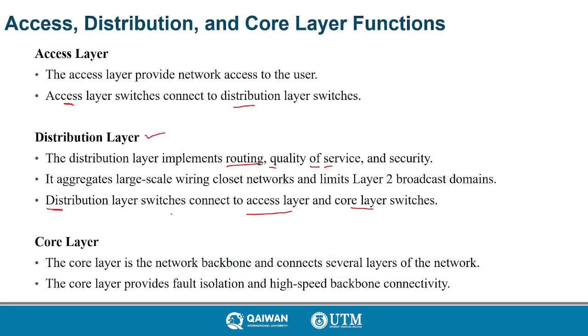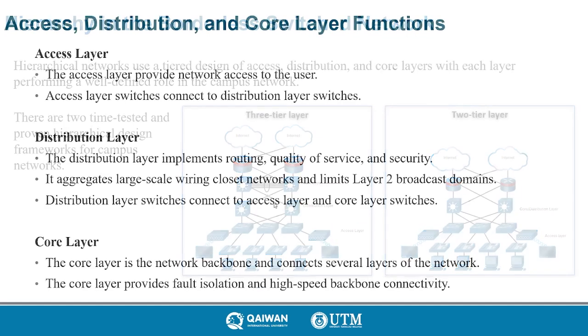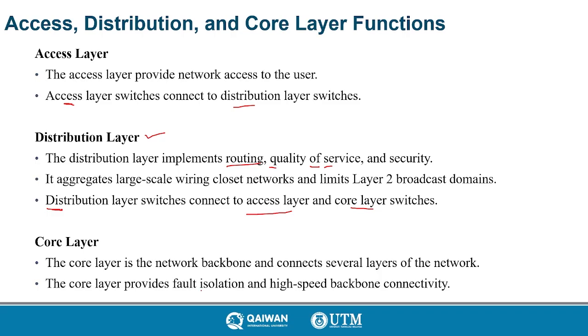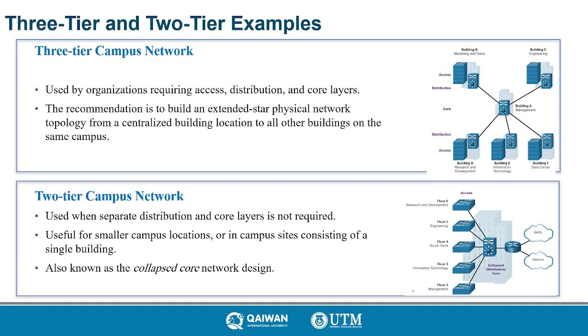Now, what is the core layer? The core layer is the network backbone and connects several layers of the network. It would be the backbone. So, like, it is a must to have the core layer. Okay, and the core layer provides fault isolation and high-speed backbone connectivity to make sure that you have very good high speed backbone connectivity and fault isolation. So if there was a problem, it would be only there. We will try to explain the three-tier campus network and the two-tier campus network.